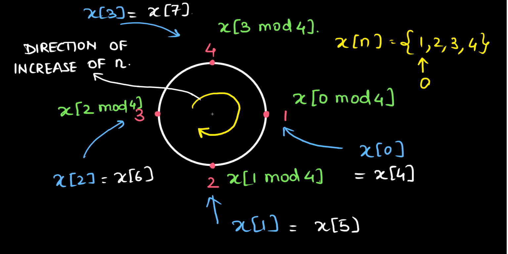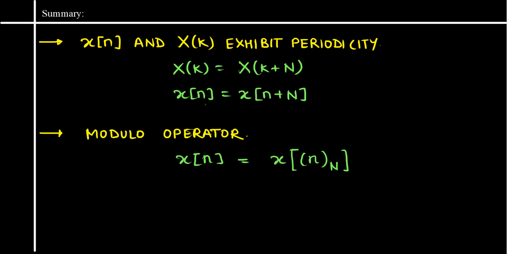So in this lecture we have seen two important aspects, that is the periodicity of x of n and x of k. We saw that x of k and x of n both are periodic with a period of capital N. And we have also seen the modulo operation for x of n, that is x of n is equal to x of n mod capital N.